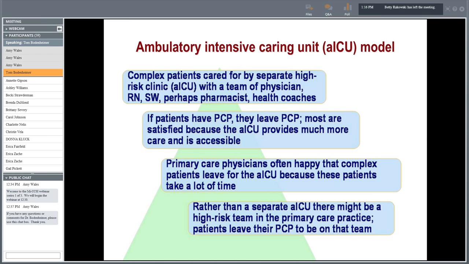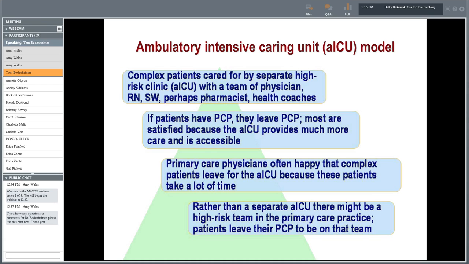So this is complex patients cared for by a separate high-risk clinic with a team of a physician, RN, social worker, perhaps pharmacist, health coaches. So rather than the person being taken care of in primary care by their primary care provider, these patients are taken away from their primary care provider, if they have one, and taken care of by a particular separate high-risk clinic, and that's called the Ambulatory Intensive Caring Unit. If the patients have a PCP, they either leave their PCP, or they stay with their PCP, but they also come to this separate clinic for high-risk patients.